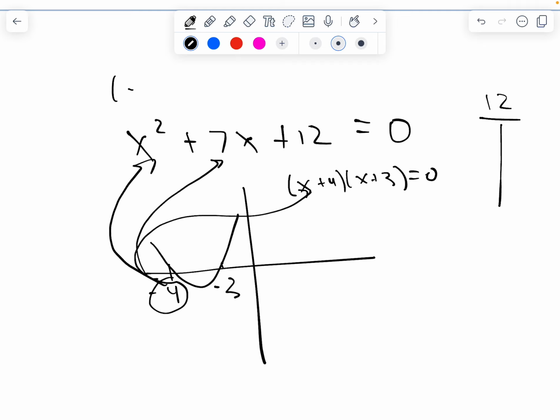And just for fun, let's try that out. Negative 4 squared plus 7 times negative 4 plus 12. Negative 4 squared is positive 16. 7 times negative 4 is minus 28, plus 12. And this does, in fact, create a 0.